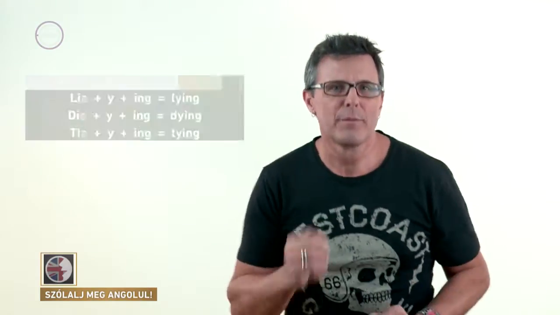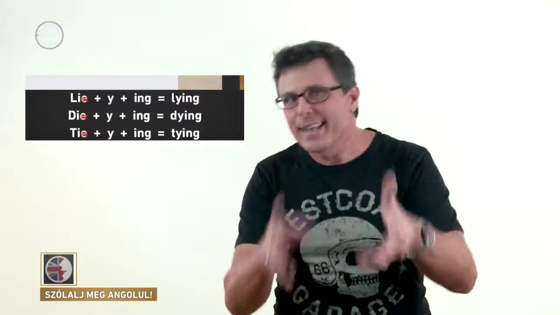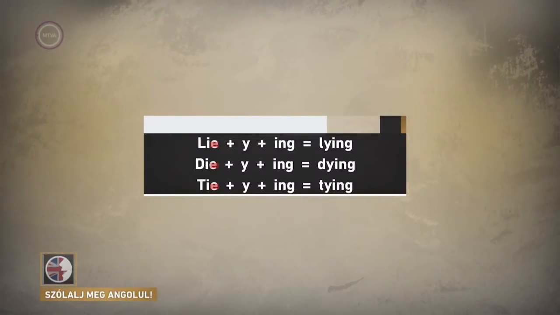All right, but what if the verb ends in ie? Well, for verbs which end in ie, verbs like the verb to lie or the verb to die, we change the ie to y and then add the ing ending. So lie becomes lying and die becomes dying.